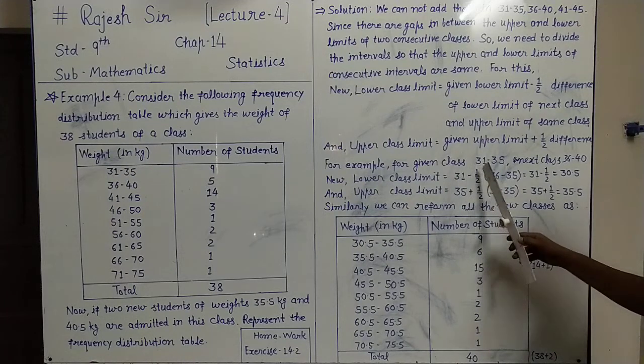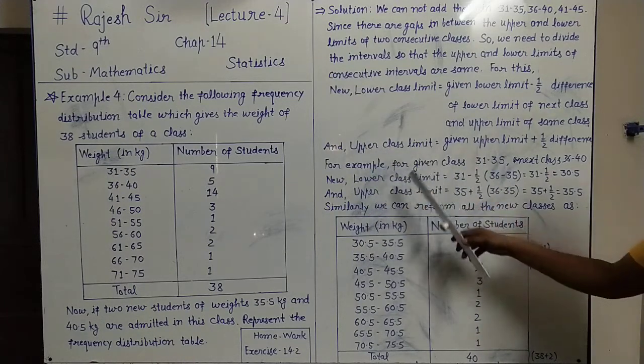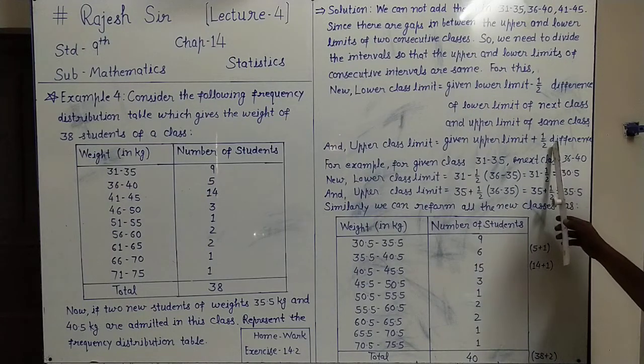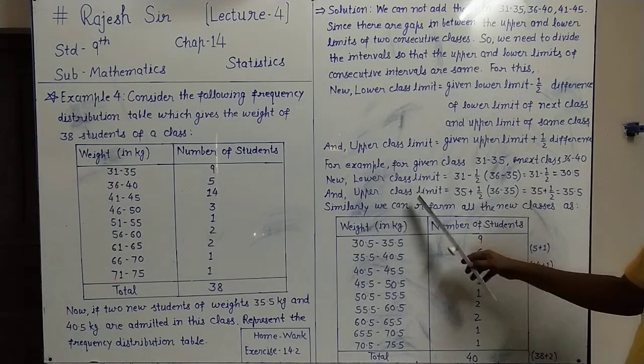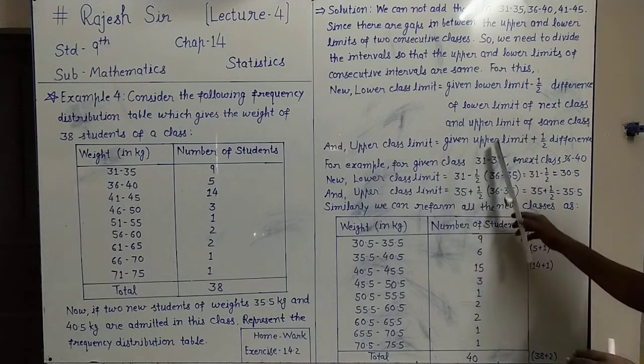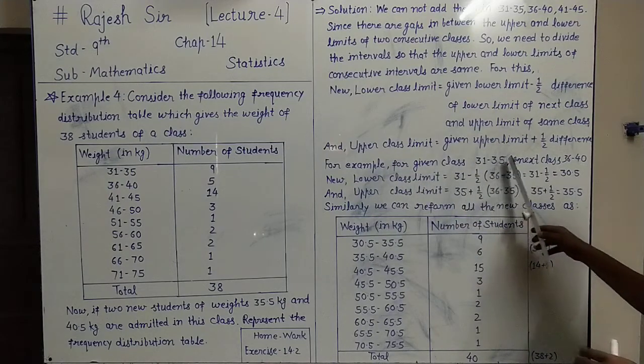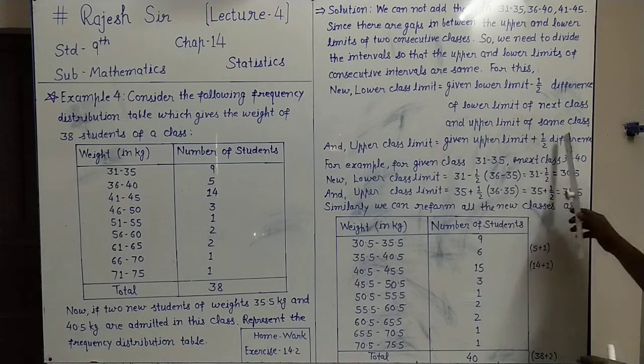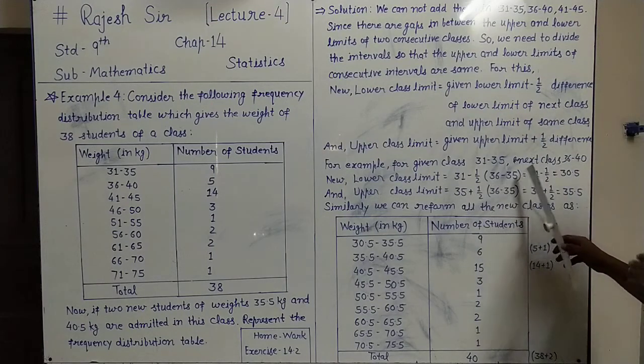Now for the same class, we want to find the upper class limit. For that, the same formula we mentioned here, we follow. So the upper class limit is the given upper limit. The given upper limit of the given class is 35 plus half the same difference, that same difference, 36 minus 35.